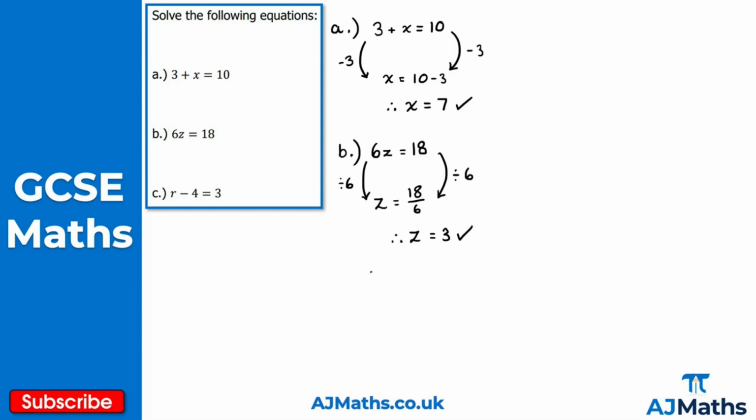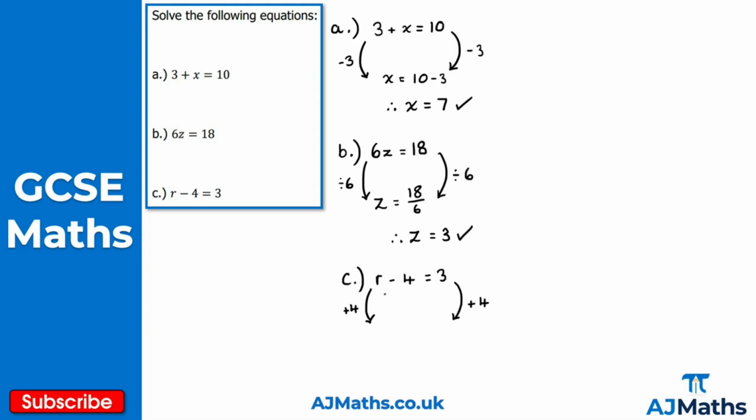And then finally we move on to C here. We've got r minus 4 equals 3. So again, all we're doing here is just using inverse operations. So I just want to solve for r here. I need to get rid of this minus 4. The opposite of subtracting 4 here is to add 4 to both sides. We add 4 to both sides.